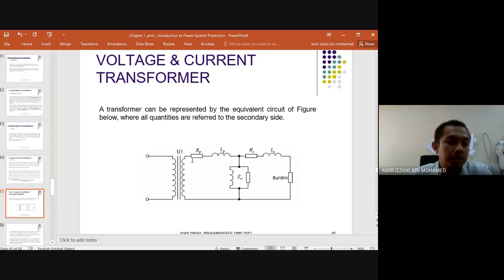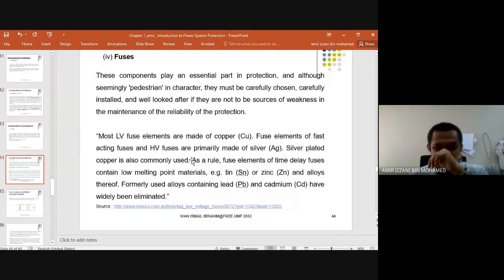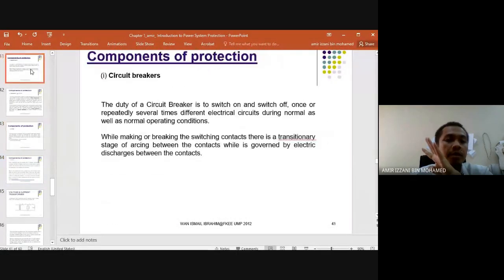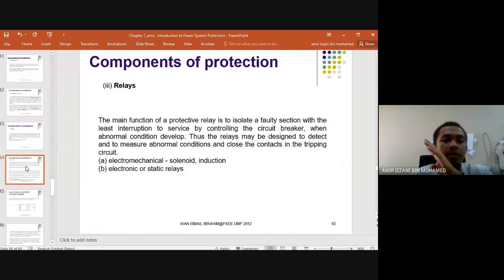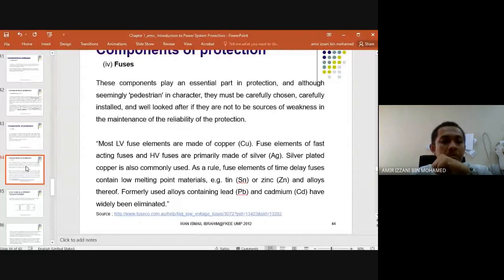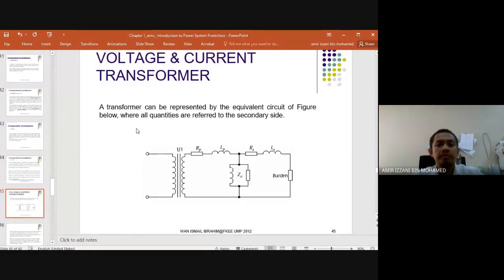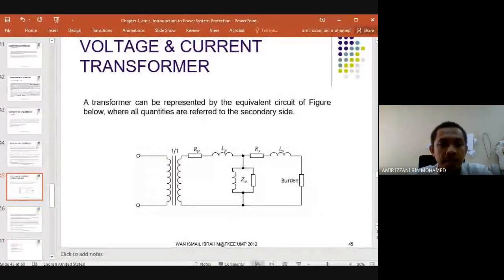Okay, let's take a look. So here we have four components of protection. The first one is a circuit breaker, then transducer, relay, and fuse. This is the equivalent circuit of a transformer. So here we have two transformers, those two transducers, voltage transformer and current transformer.